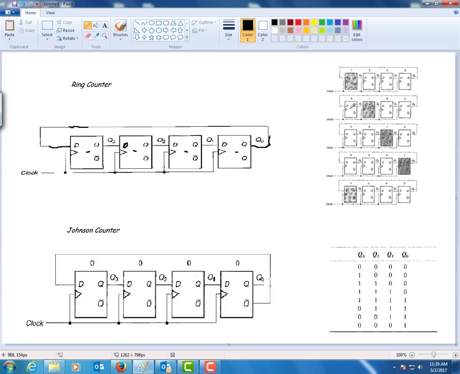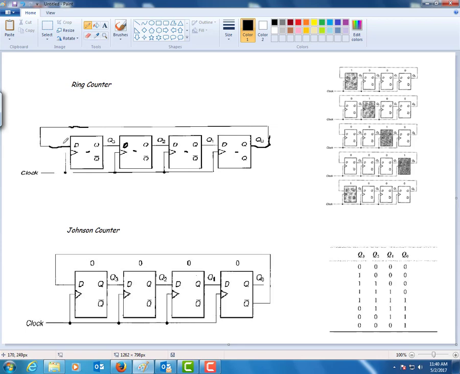You clock it again, it moves over to the right. You clock it again, it moves over to the right. And then when you clock it again, this 1 is going to come all the way around and is going to again be right here. So that is a ring counter. You can think of it as a ring, right? The last output goes to the first input and its Q is connected to D.